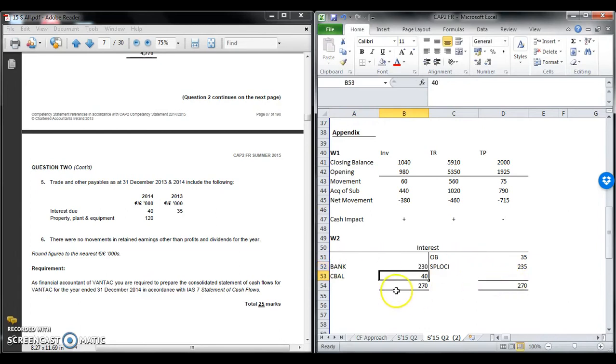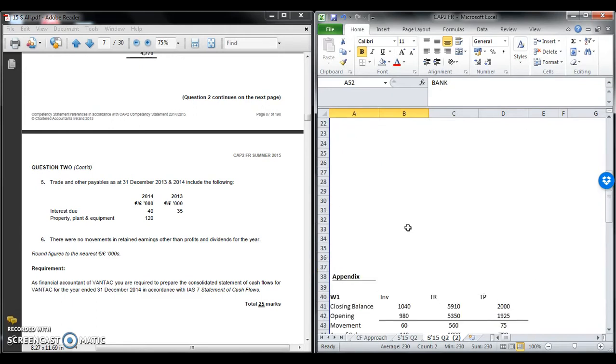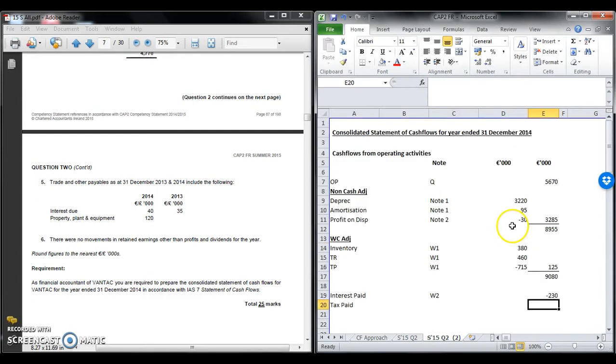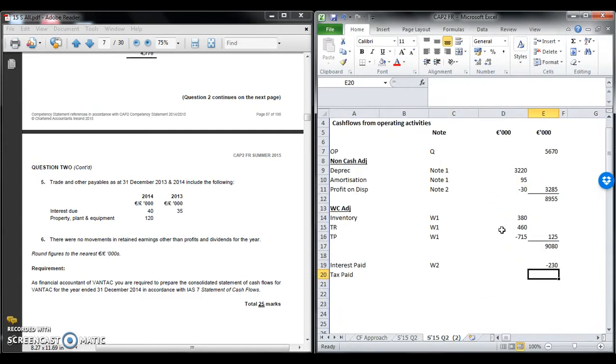So now we have a balanced account, and we say we've spent 230 on interest in cash during the period, and we're only interested in the cash impact. So we go up here then, working 2, neatly cross-reference, and just put in minus 230. So again, it's nice, it's neat, and it's easy to follow for the examiner when they're looking through.